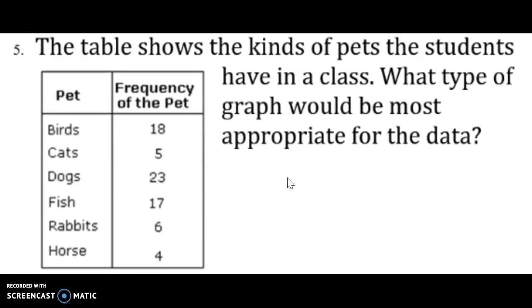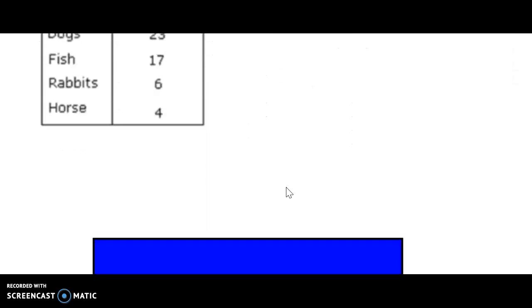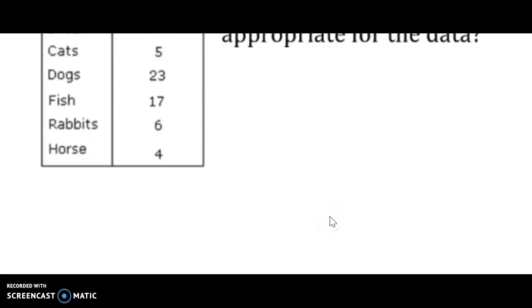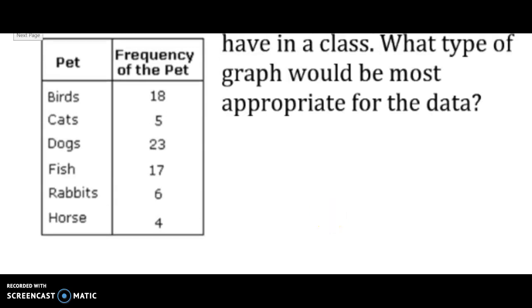This table shows the kinds of pets the students have in class. What type of graph would be most appropriate? Go ahead and pause. And the correct answer would be a bar graph because we're comparing information.